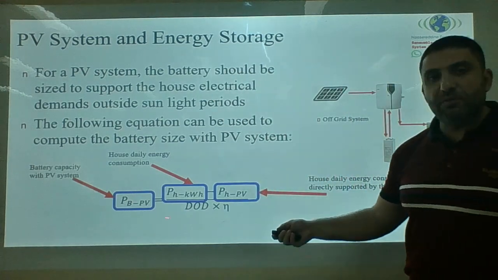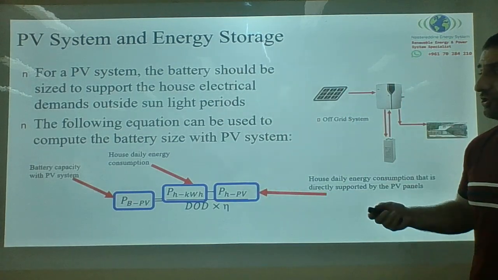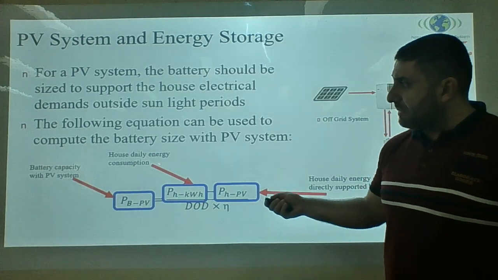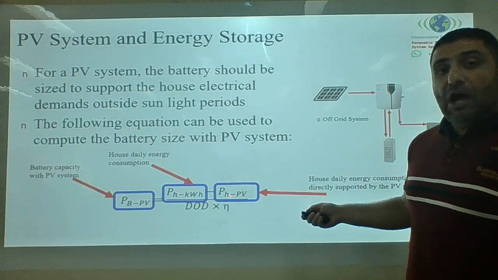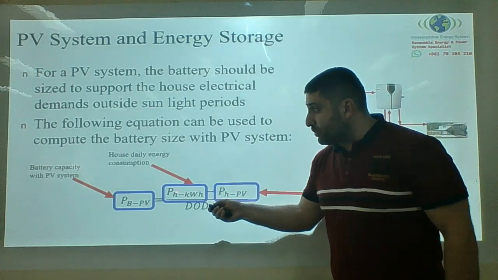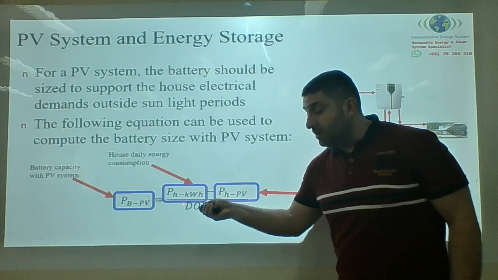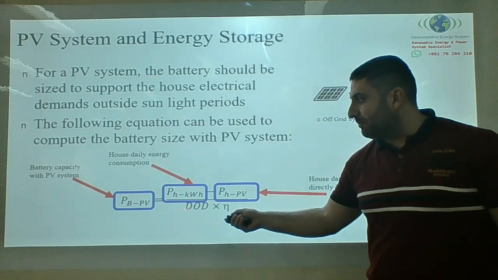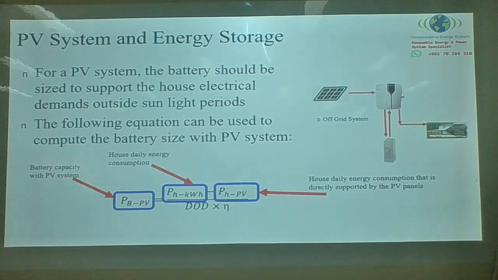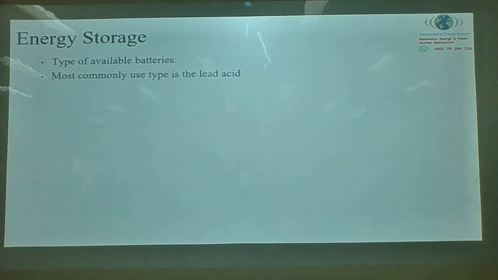Based on the house maximum demand portfolio, as I showed you in the previous lecture, I will get the maximum house demand: how many kilowatt hours for the entire day? And then what percent, how many kilowatts of this will be supplied directly from the sun? And then I divide it by the DOD and the efficiency to end up with the maximum battery size.